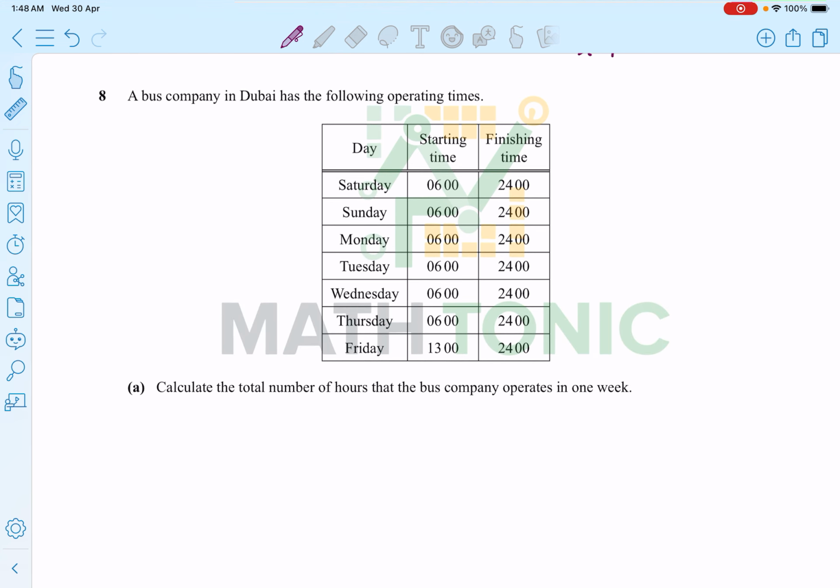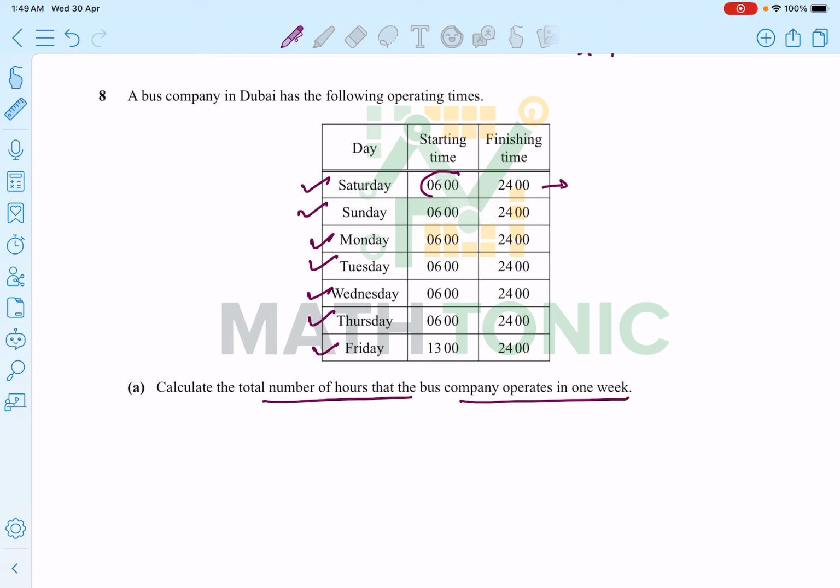Question number 8. A bus company in Dubai has the following operating times. So you can see Saturday, Sunday, Monday, Tuesday, Wednesday, Thursday and Friday. The timing is given. So the question is, calculate the total number of hours that the bus company operates in 1 week. Very good question. So we can simply find the difference in time.